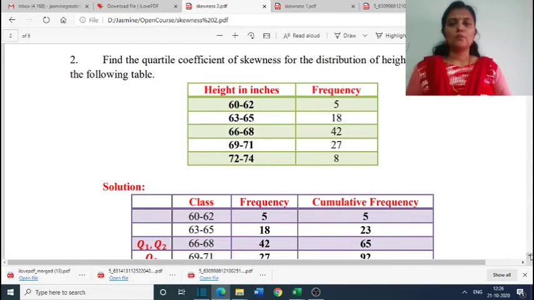Now you have one more problem. Find the quartile coefficient of skewness for the distribution of heights of 100 students in the following table. Heights in inches: 60 to 62, frequency 5; 63 to 65, frequency 18; 66 to 68, frequency 42; 69 to 71, frequency 27; 72 to 74, frequency 8.